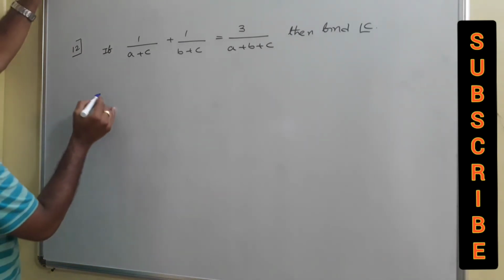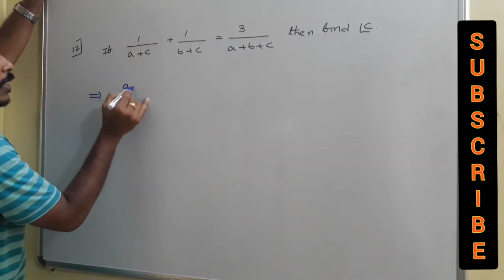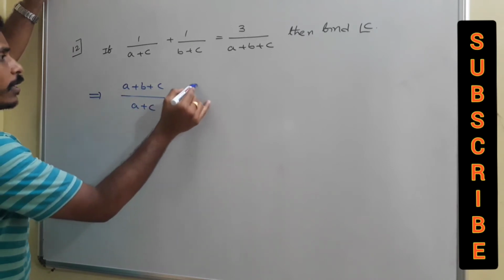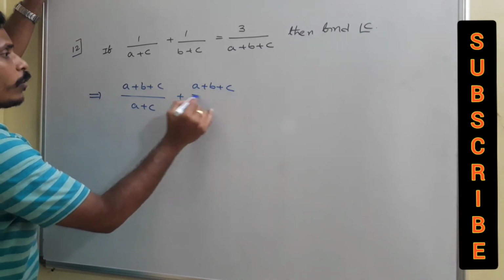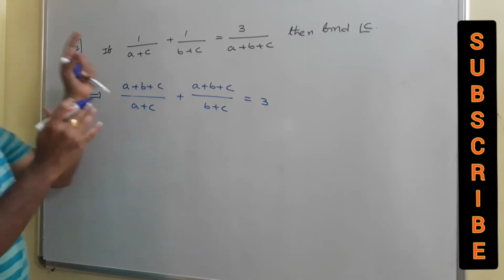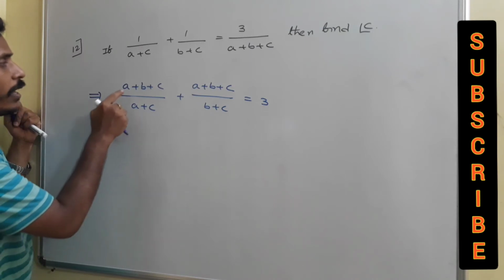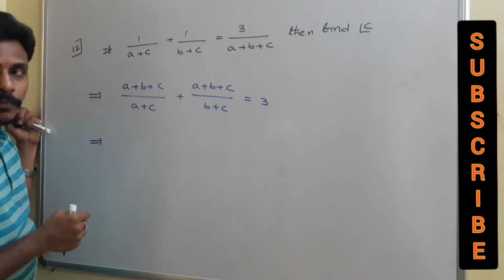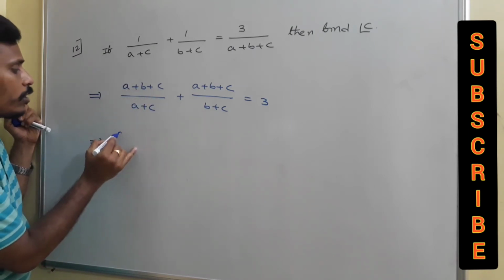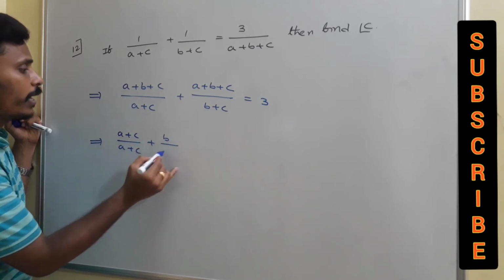Yeah, first of all, what I do is, I will send this a plus b plus c to this side. Then it becomes a plus b plus c divided by a plus c, plus a plus b plus c divided by b plus c is equal to 3. Okay, in the sense multiplying each and every term with a plus b plus c. Okay, and in the next step, just look there, a plus b plus c, this is just a sum. We have a chance to rearrange the terms of this summation, and that's why what I do is a plus c by a plus c plus b by a plus c.